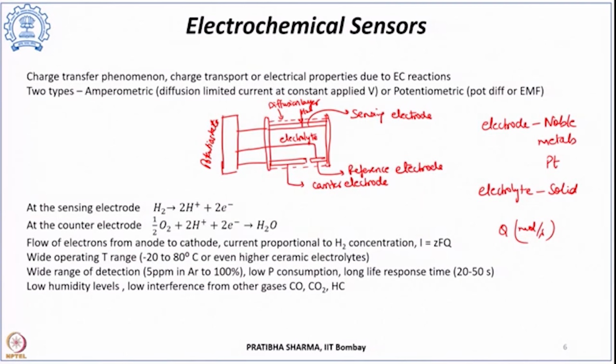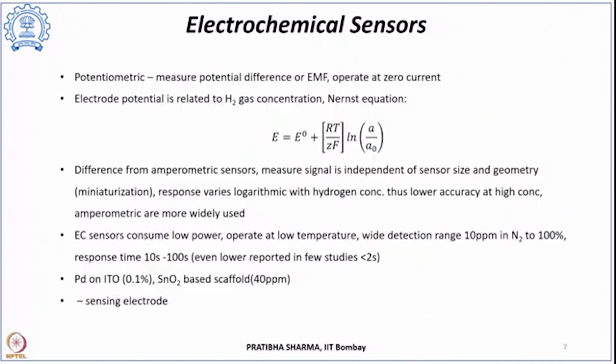At the same time they can provide a wide range of detection as well, from say 5 ppm in argon to 100% detection. They consume very low power and they have a response time which is a little longer. However, some literature reports have even shown a lower response time. But the major challenge here is that these sensors should be subjected to low humidity levels, and there should be low interference from other gases like carbon monoxide, carbon dioxide and other hydrocarbons.